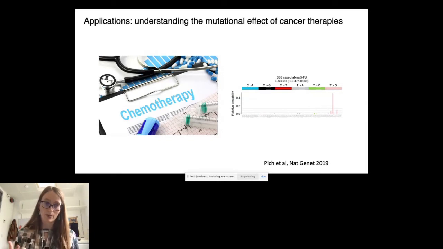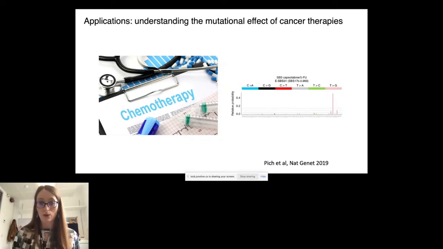And one example I'd like to give you is that of chemotherapy, which is one of the most mainstream therapies given in cancer. So this is a standard therapy. Most of the cancer patients will get it. And it's a very generic therapy that targets cells that are proliferating in the body.